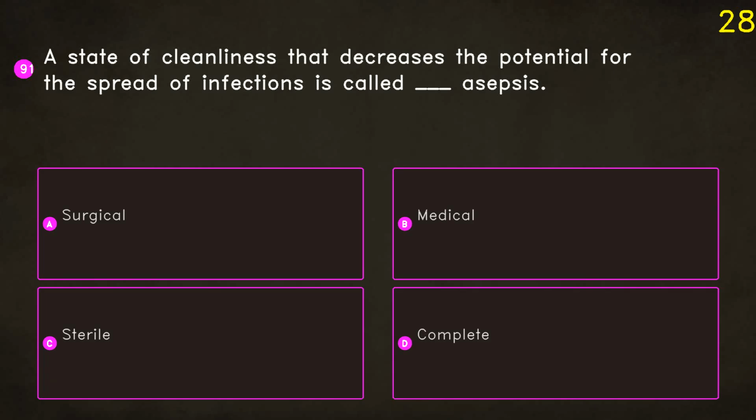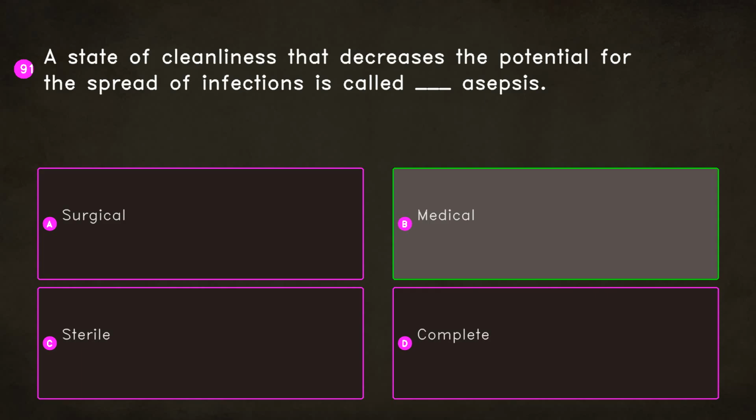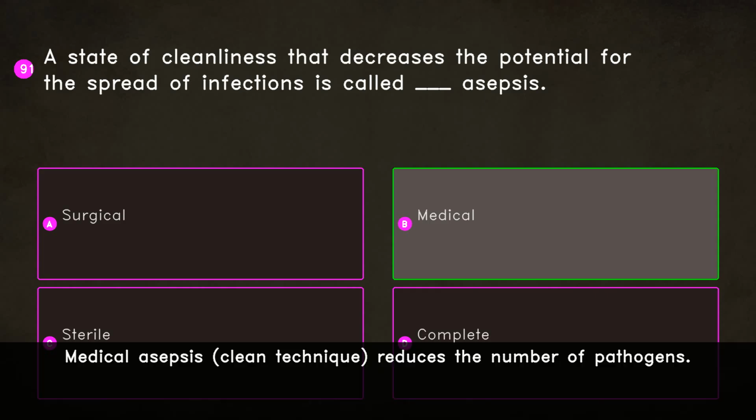Question 91. A state of cleanliness that decreases the potential for the spread of infections is called ___ asepsis. A. Surgical. B. Medical. C. Sterile. D. Complete. The correct answer is medical. Medical asepsis, clean technique, reduces the number of pathogens.